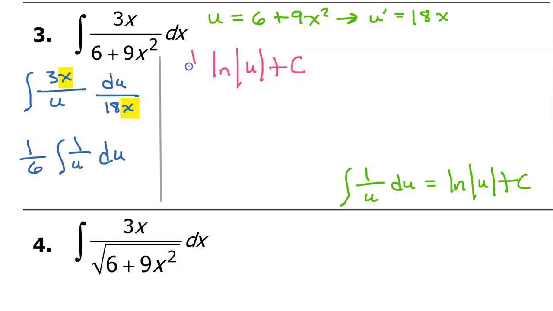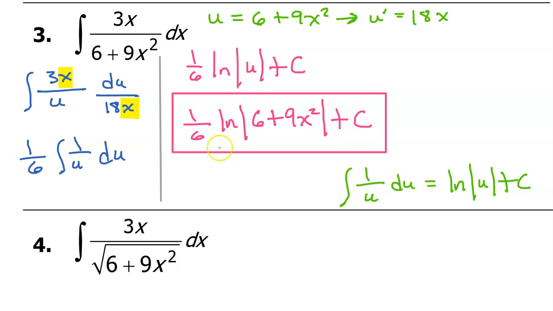And I still have the 1/6 in the front. So that gives me 1/6 natural log absolute value of 6 plus 9x squared plus c. There you go.